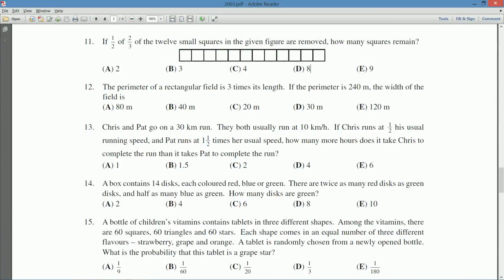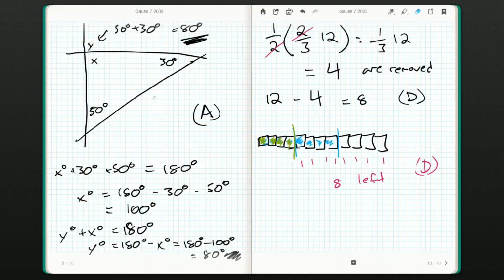So question 12 here says, the perimeter of a rectangular field is 3 times its length. So rectangles have length and they have width. Now there's width in the question. We're also told that the perimeter is 240 meters. Now we're asked, what's the width of the field? So let's draw ourselves a bit of a picture. We know it's a rectangular field.